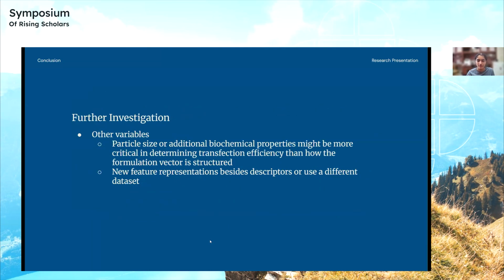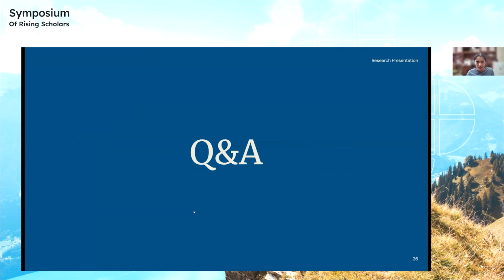And for further investigation, I could study other variables instead of just this component, such as particle size or other biochemical properties. Or instead of studying descriptors, if I could find a data set explaining other representations, that would be useful as well. Thank you.